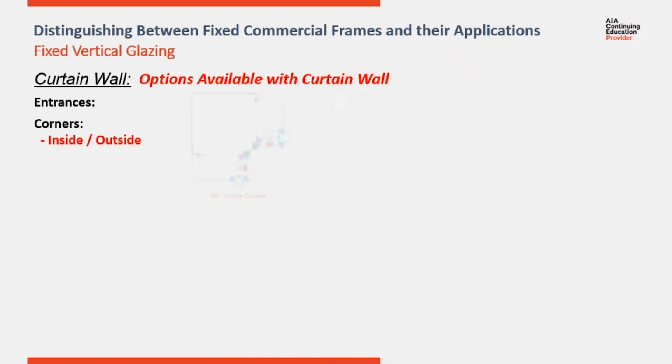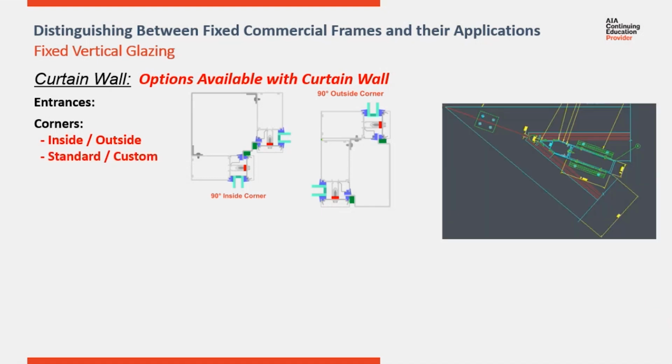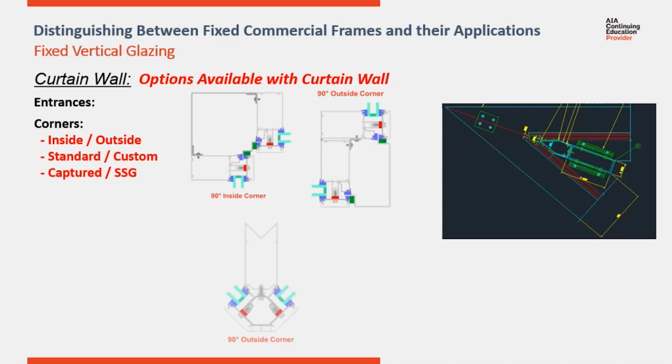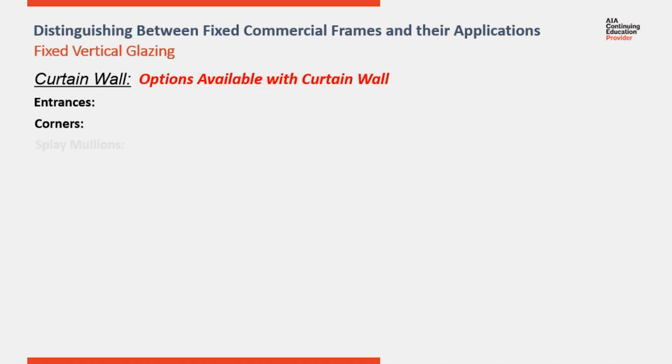There are a number of different options for corners on curtain wall elevations. Standard 90-degree and 135 inside and outside are very common. It's also easy to create custom corner conditions. Most corners offer the option of being either captured or SSG.